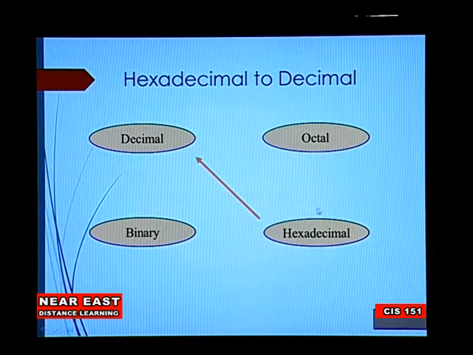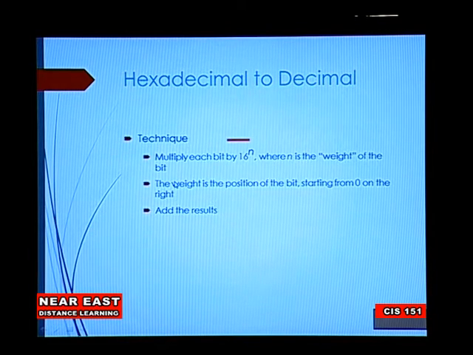And now I'm going to show you how to convert hexadecimal to decimal. Technique again, multiply each bit by the base 16 to the weight of n, where n is the weight of the bit. Second thing, the weight is the position of the bit, starting from 0 and the right. And in the end, we just add the result, and it gives us exactly the number of converting.